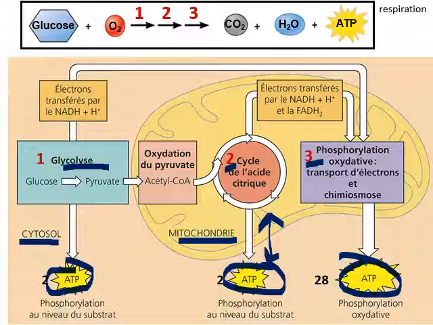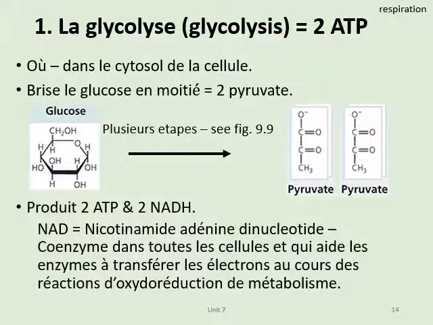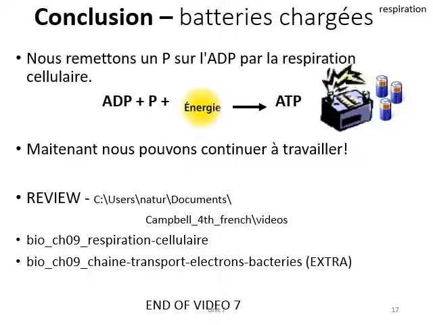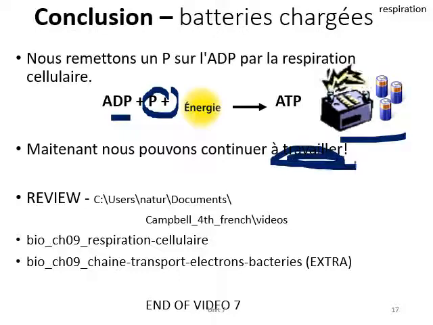Elio, please forward to slide 17, which is the conclusion. The previous slides in green show you the details of respiration across the mitochondria, but you do not have to know those details. What you do need to know is that a phosphate unit is put back onto ADP through cellular respiration. And that gives us the energy that we need to work.